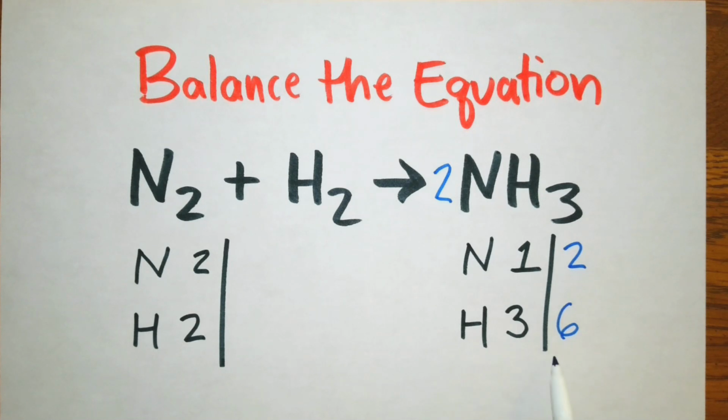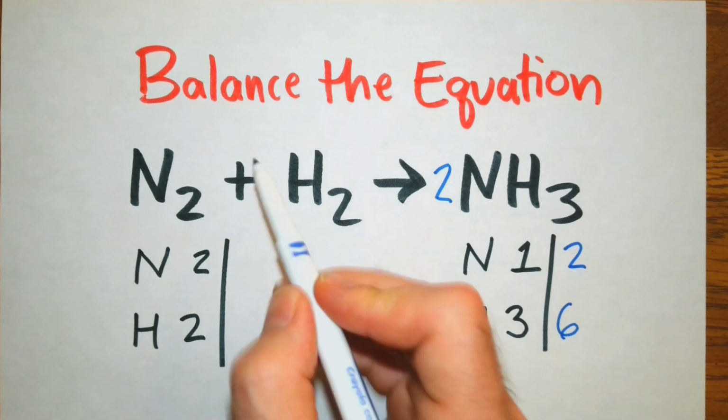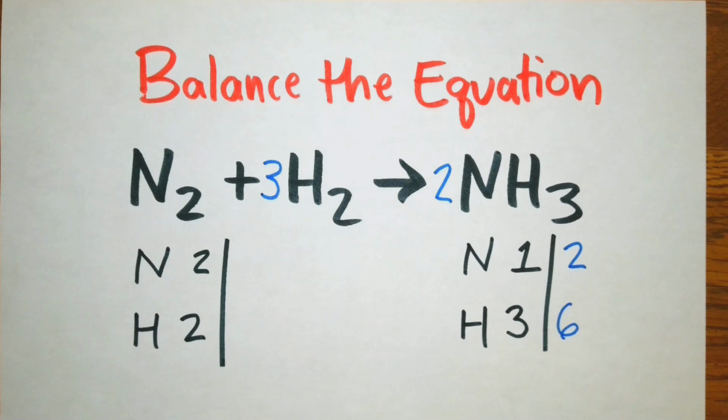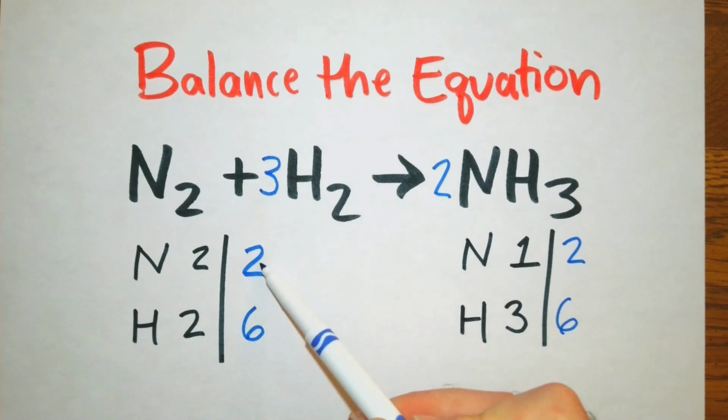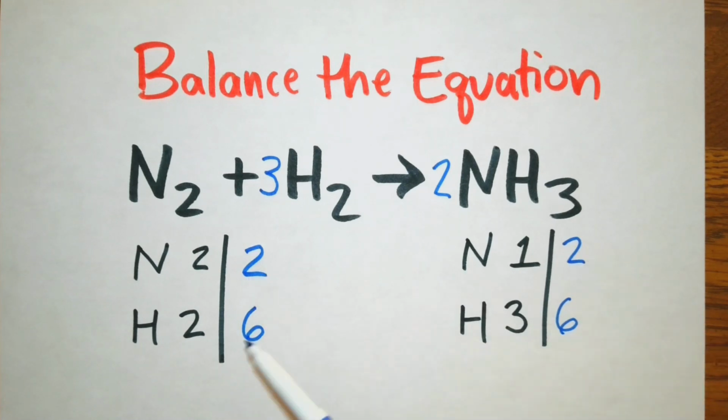Well, to balance these hydrogens, I got to think, what number can I multiply times 2 to get 6? Well, 3 times 2 will give me 6. So I put a coefficient of 3 here. 3 times our subscript of 2 gives me a total of 6. And so I still have 2 nitrogens on this side. And so when I look, I have 2 nitrogens and 2 nitrogens, 6 hydrogens and 6 hydrogens. So now we have a balanced synthesis equation.